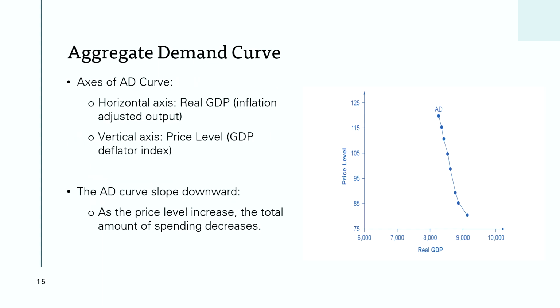In the left graph, we see that the aggregate demand curve slopes downward. This downward slope shows a negative relationship between the price level and the real GDP. When the price level rises, the economy's total spending falls. When the price level falls, total spending rises. And we will now look at why this happens.